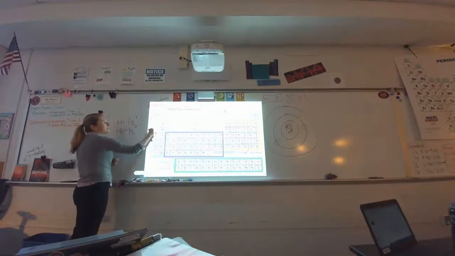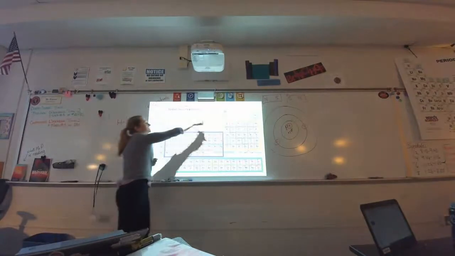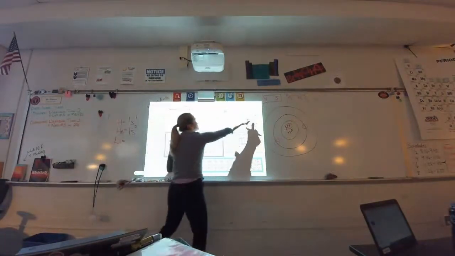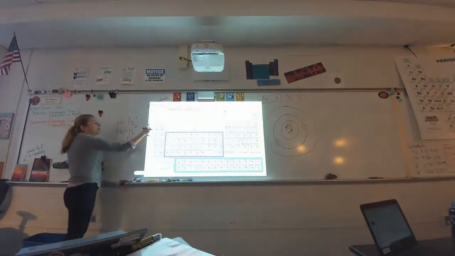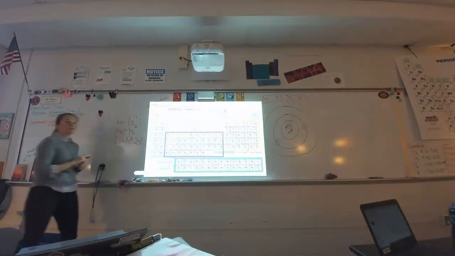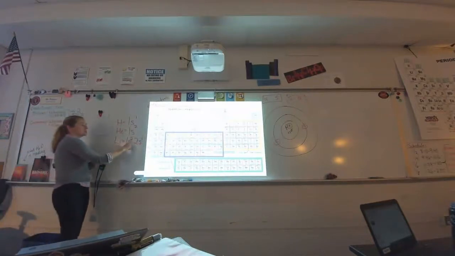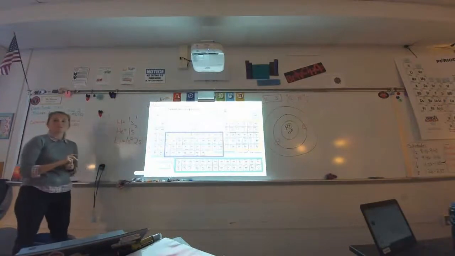So now we go to these guys. Lithium has this still, right? Because we build as we go across. So lithium has 1s2, but now it has energy level 2, S subgroup, 1 electron. 2 plus 1 is 3. It has 3 electrons.